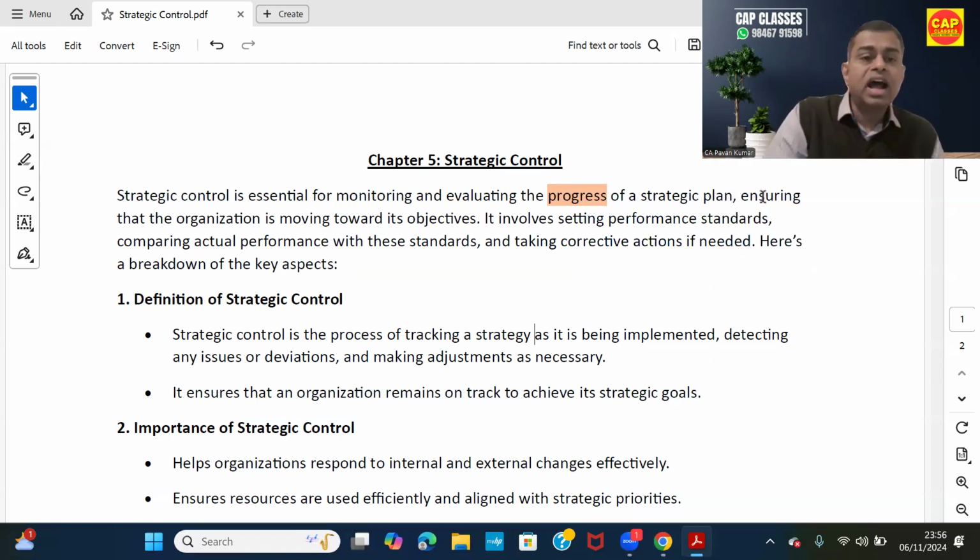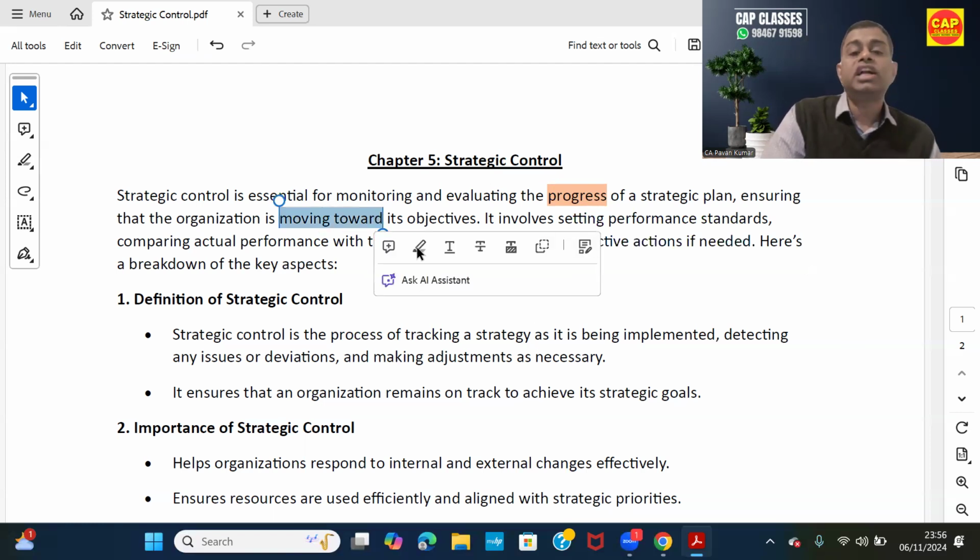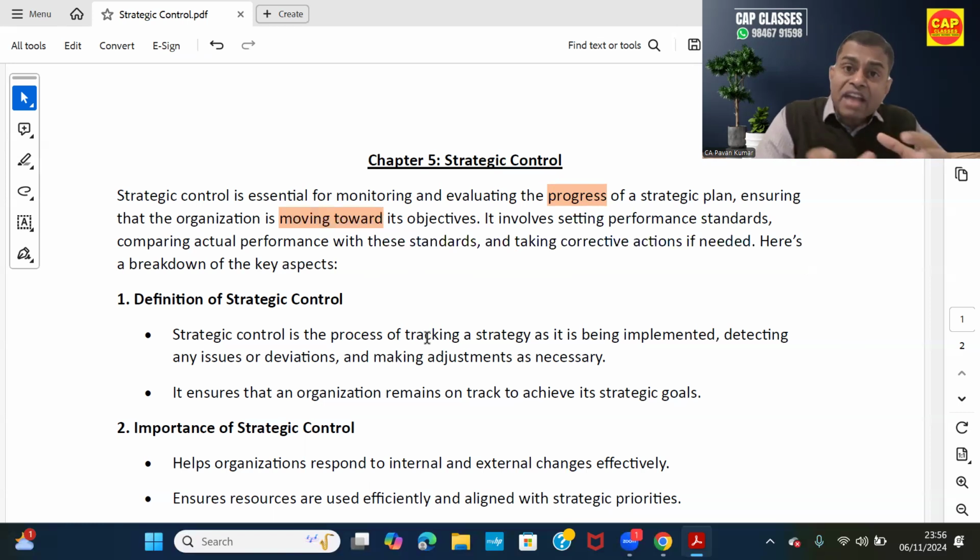Step two, ensure that the organization is moving towards its objectives. It is not moving away from objectives. Pavan sir, this is the process. This is the target. This is our performance indicator. This is what I wanted to achieve. This is what we are working for. So are you moving towards achieving that, or are you moving away from that?